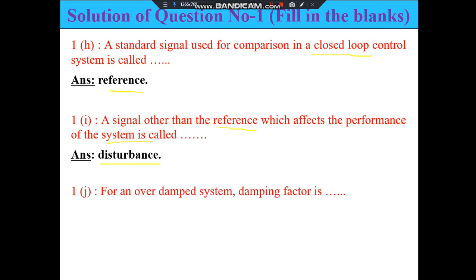For an overdamped system, the damping factor is more than unity. If the system is overdamped, that means the damping factor gamma is greater than 1.